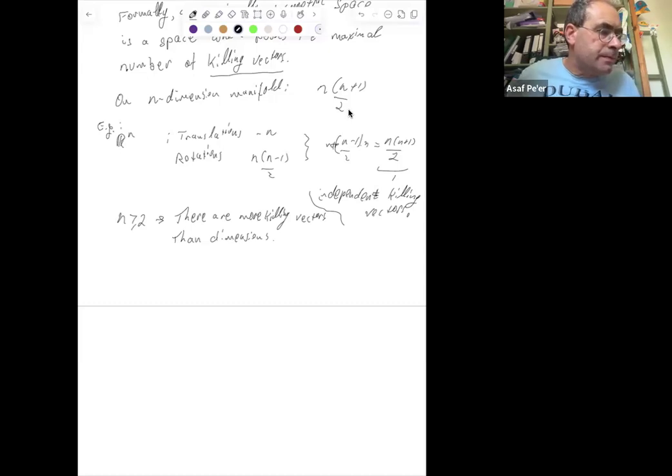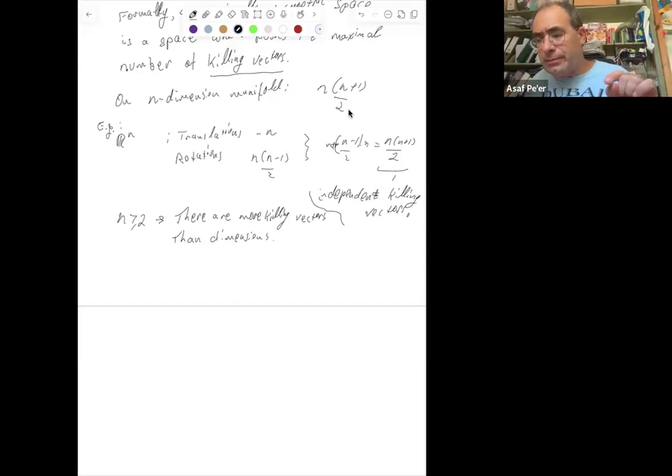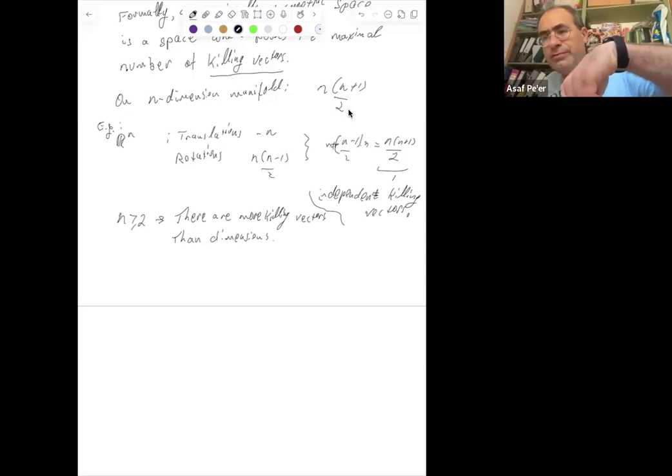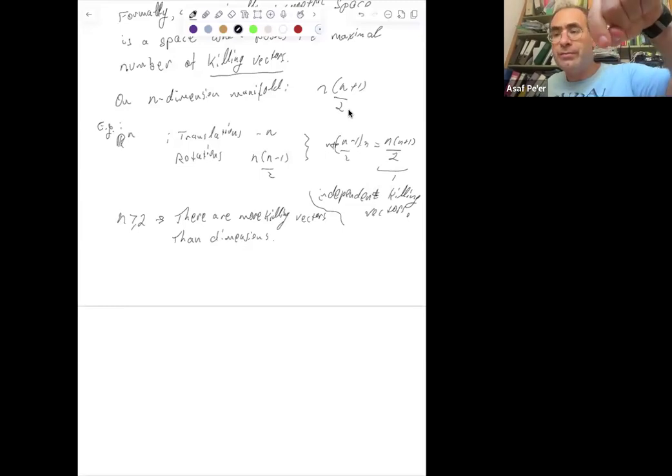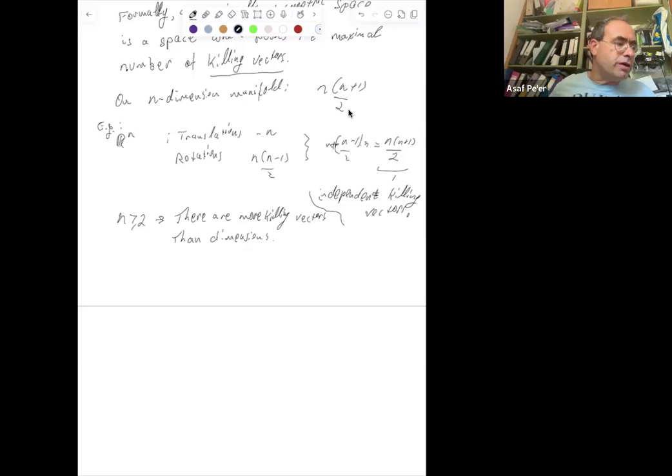Of course, a Killing vector field is defined everywhere, not only at a point. If it was just a point, we couldn't do that. But because they're defined everywhere, the coefficients are different. So that's an intuitive reason why it is so.